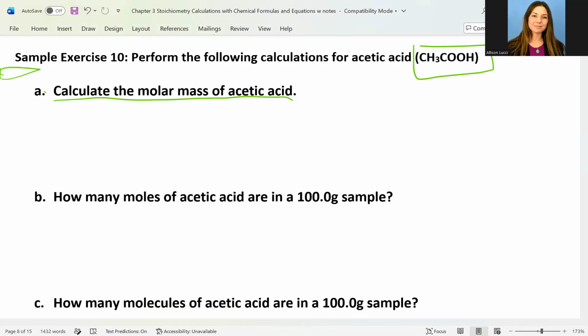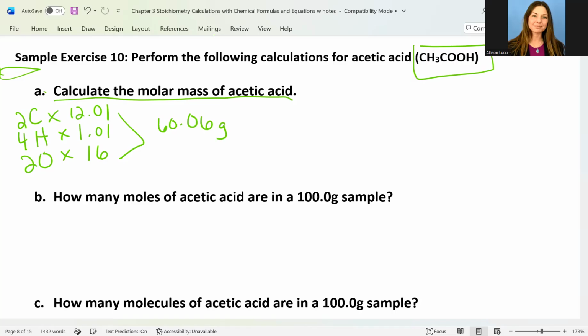So we know that we have 2 carbons, 4 hydrogens, and 2 oxygens. So we just need to multiply by each of the individual atomic masses. So 2 times 12, then we have 4 times 1.01, and 2 times 16. If we add all of these products up, we would see the molar mass of acetic acid is about 60.06 grams per mole.